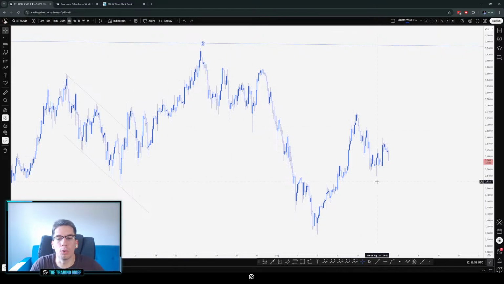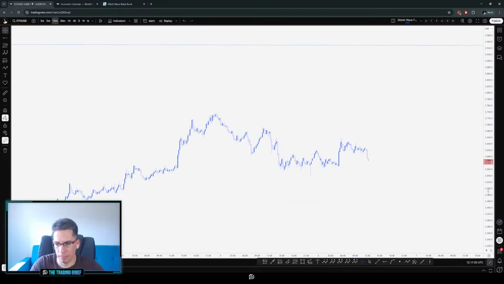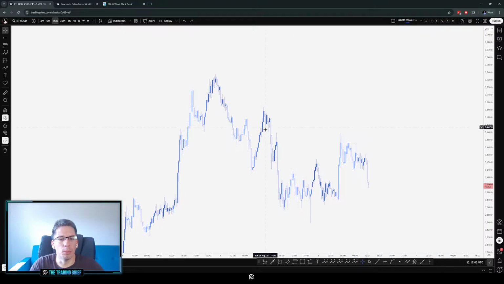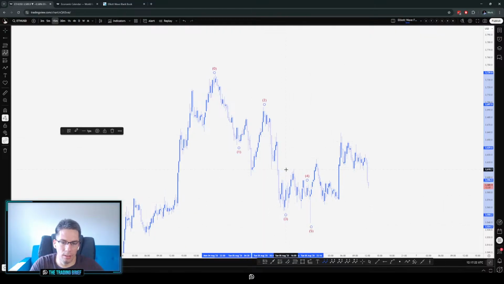Ethereum is more bearish than bullish if you ask me. I'm still hoping for that further push lower from here. Let's go on the smaller time frame. What do you have? 3, 4, 5, with the 4 as a triangle. Then from there, what do you have? A, B, C. Nothing else.